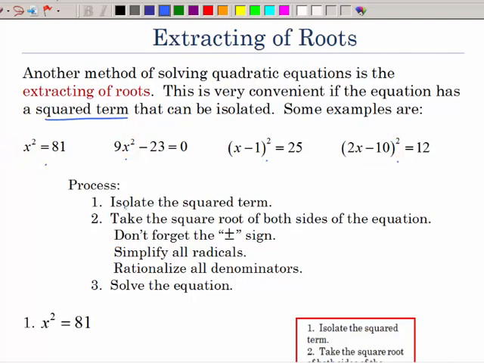Well, we have a process. We want to isolate the squared term. Then we want to undo that squared term by taking the square root of both sides of the equation. Whatever you do to one side, you have to do to the other. And when you put in a square root, you have to make sure you take into account the positive and the negative of a square root. And notice, since we are dealing with square roots, we're going to need to simplify the radicals. Sometimes we have fractions, so we have to rationalize those denominators. And then we get to solve the equation. So let's look at these four examples one at a time.